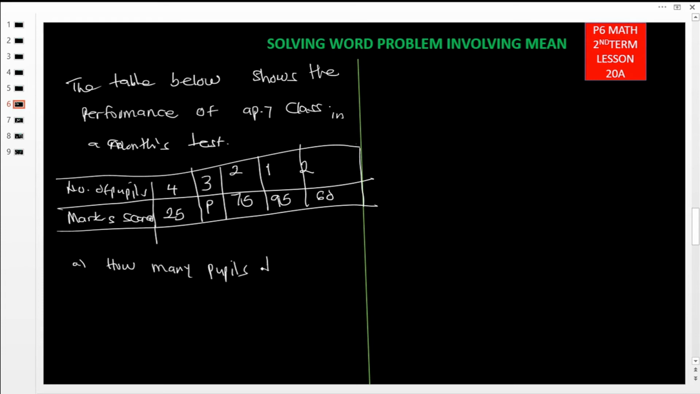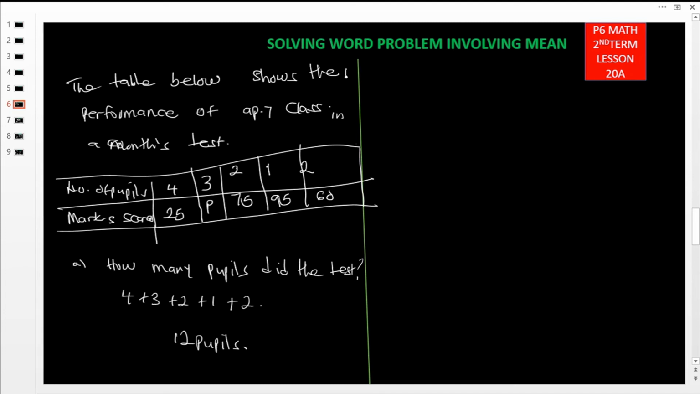Okay, so our first question here, they are telling us to get how many pupils did that test. So we are coming to the column of pupils and we add all of them. So 4 pupils plus 3 pupils plus 2 pupils plus 1 pupil plus 2. So 4 plus 3, 7, 7 plus this one, 9, 9 plus this one, 10, 10 plus 2. That is going to give us 12.